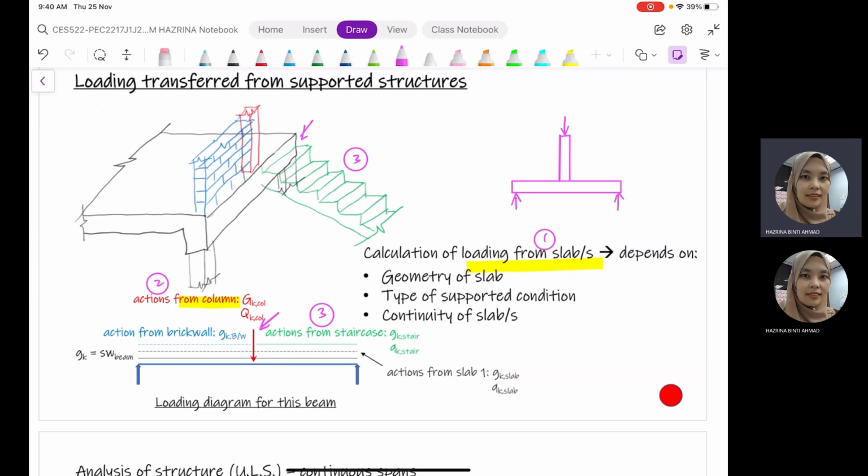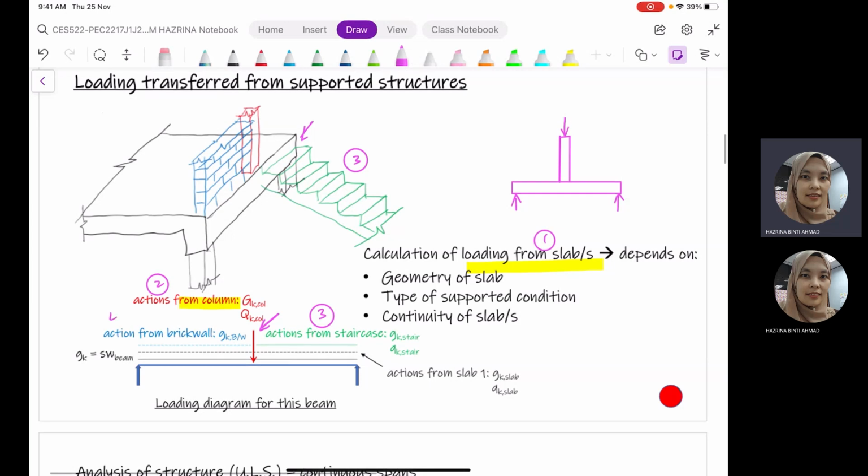Okay, so it is connected at that point. So we are also going to learn how to transfer the loads in that manner. Then the next one is the action from the brick wall. If we have any brick walls sitting on top of our beam, then we have to consider the loadings as well.